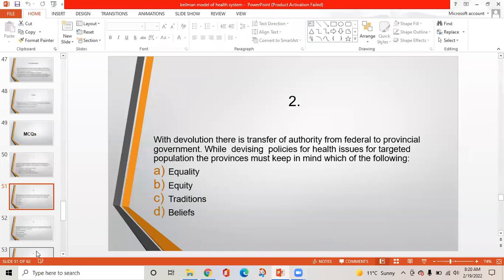B. Option B is the right one. Equity should be kept in mind while devising policies.